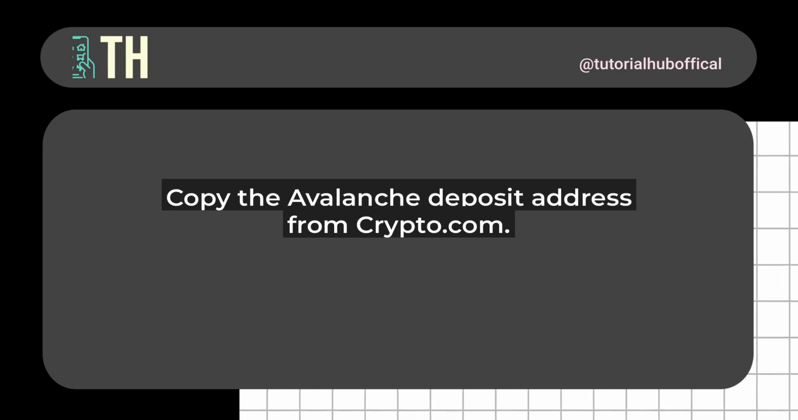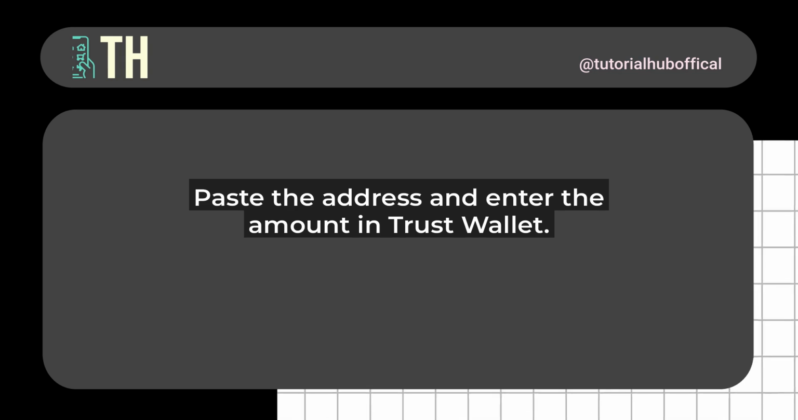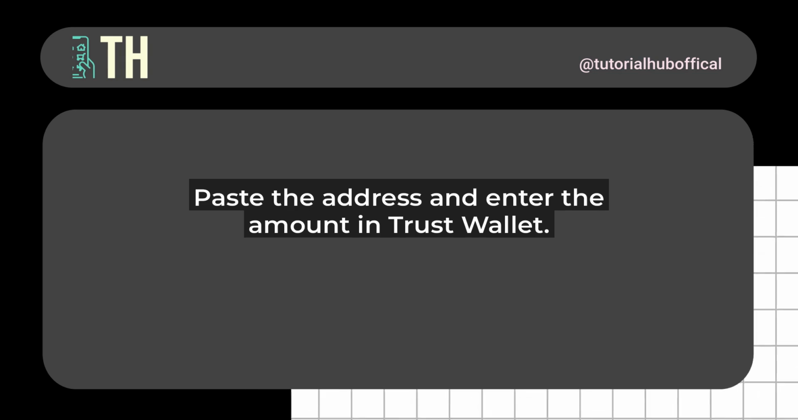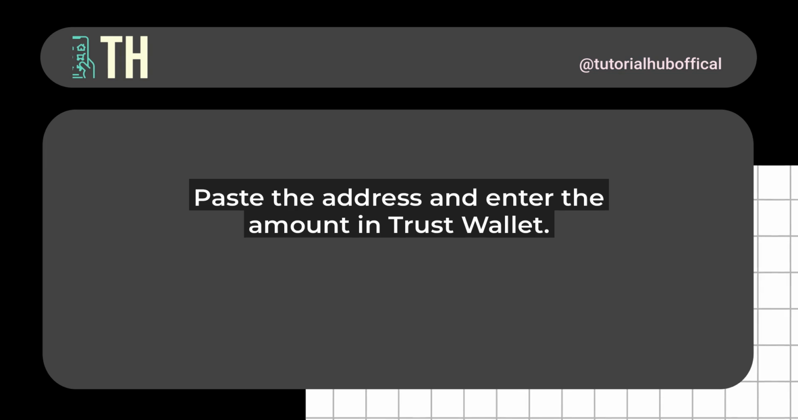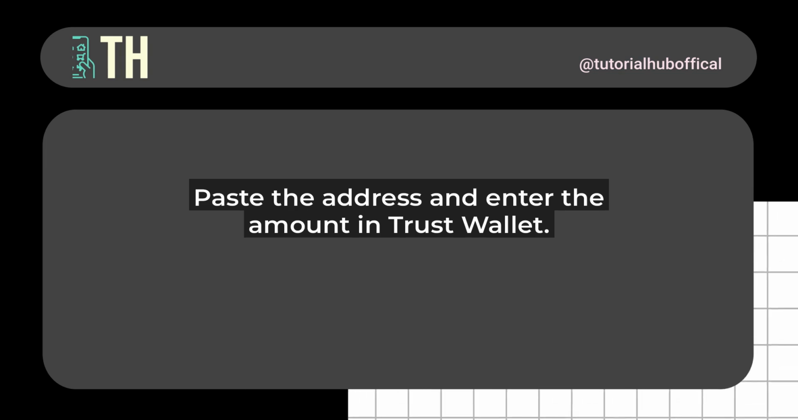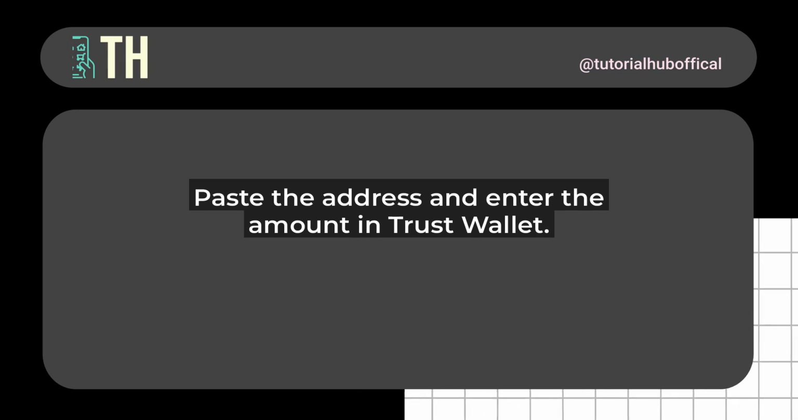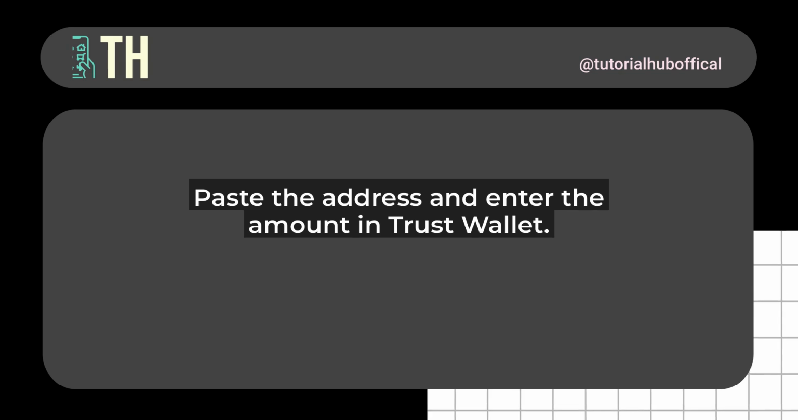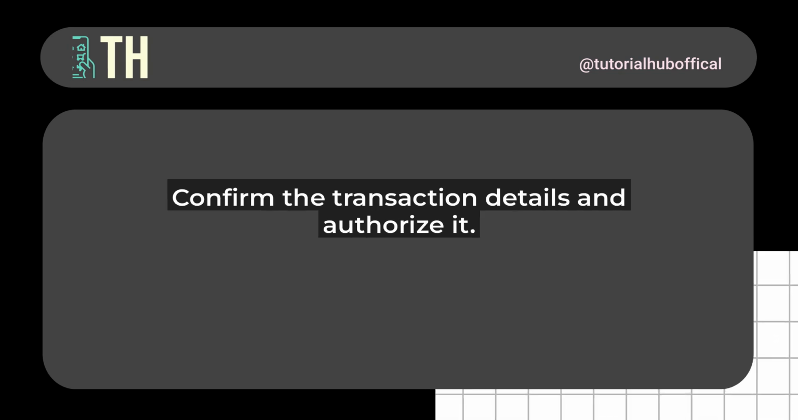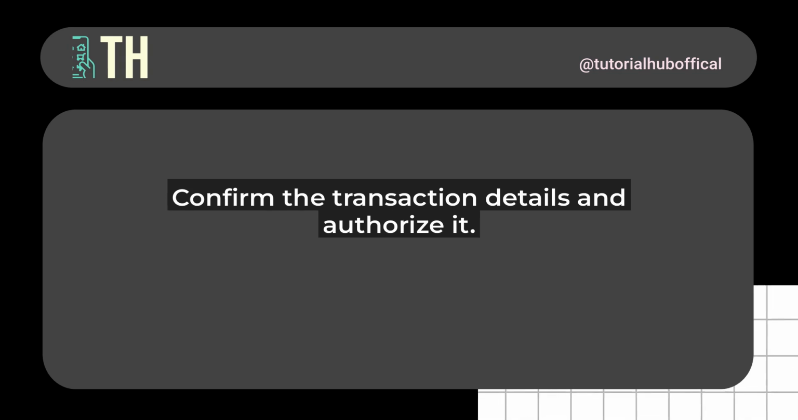Step 2. Tap on the Avalanche wallet, then hit the Send button. This will prompt you to enter the recipient's address. Now, switch over to your Crypto.com app. Go to your wallet, select Avalanche, and copy the deposit address. Pro tip: always verify that you're using the correct network, which for Avalanche is the C chain. Back in Trust Wallet, paste that address into the recipient field.